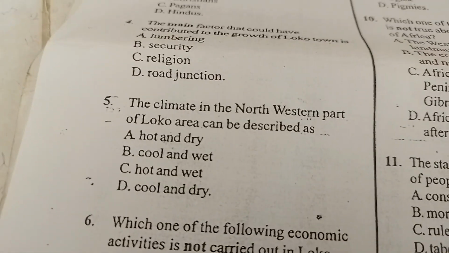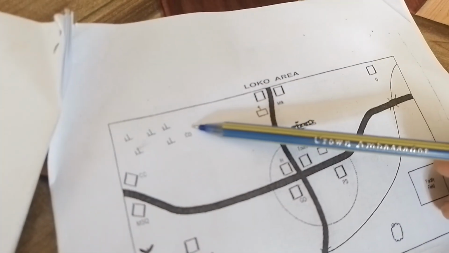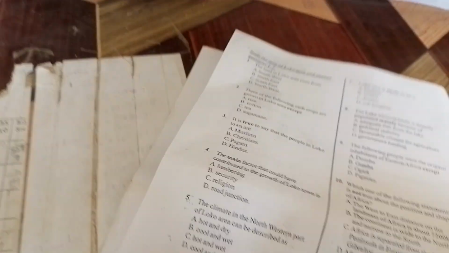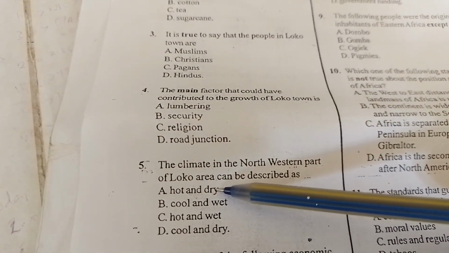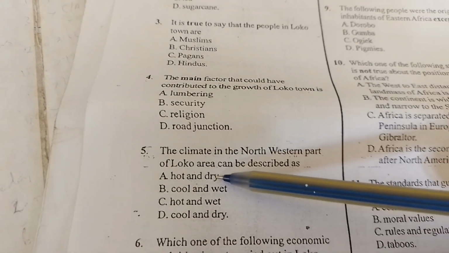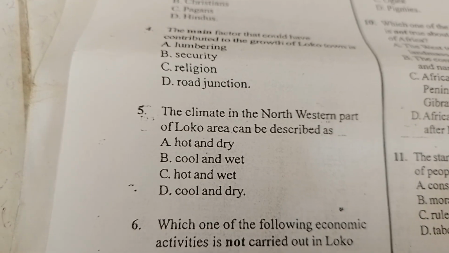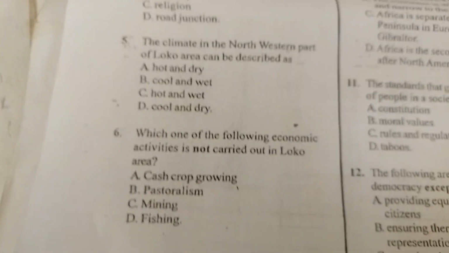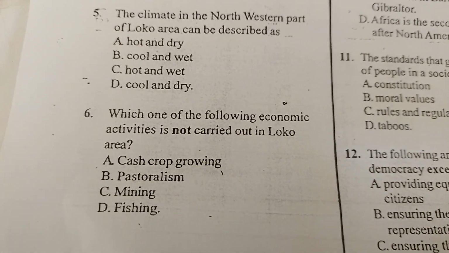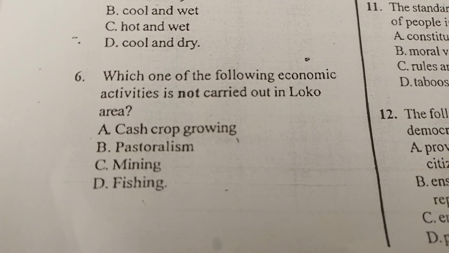The question number 5, the climate of the northwestern side of the map. The northwestern side of the map, we saw what you call scraps and the cattle dip. So this climate simply is hot. It is hot and dry because of the scraps and the cattle dip for pastoral farming. We cannot do pastoral farming where the climate is hot and wet that it can support crop growing, or cool and wet. Which of the following economic activity is not carried out? We said the cash crop growing, we saw cotton and tea.